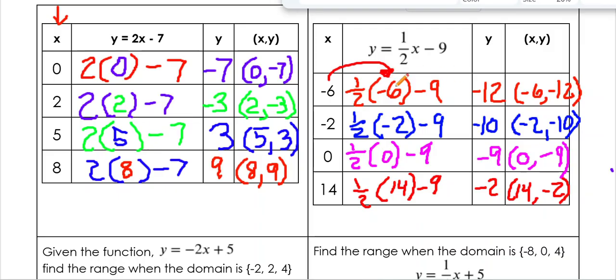So half of -6 was -3. -3 minus 9 is -12. There's my ordered pair, -6, -12. Half of -2 is -1. -1 minus 9 is -10. There's my ordered pair. When I plugged in -2, I get -10.